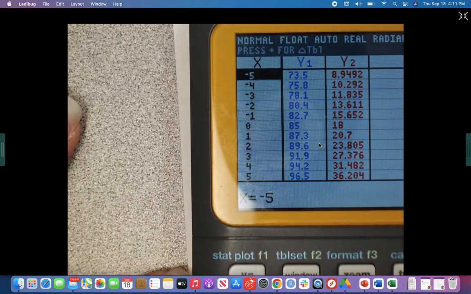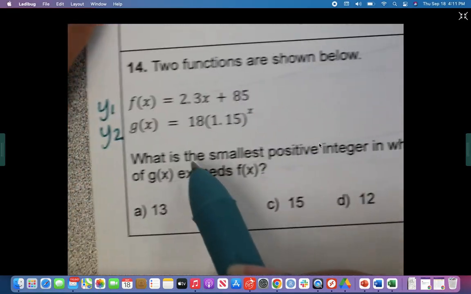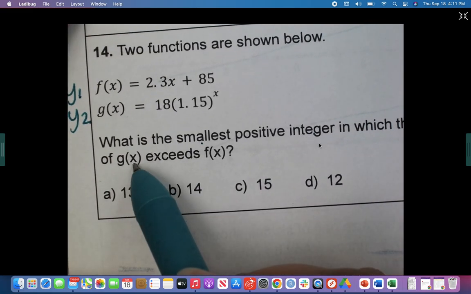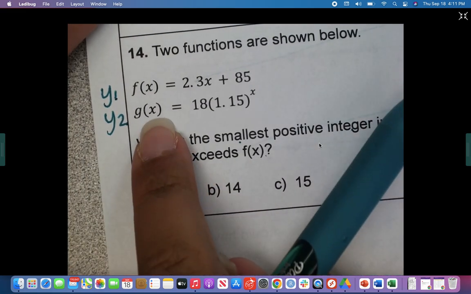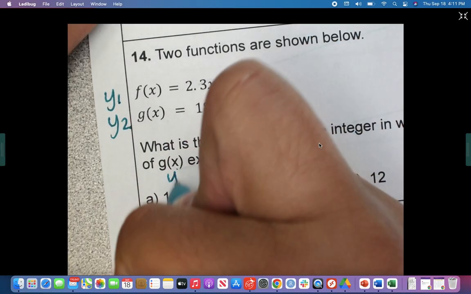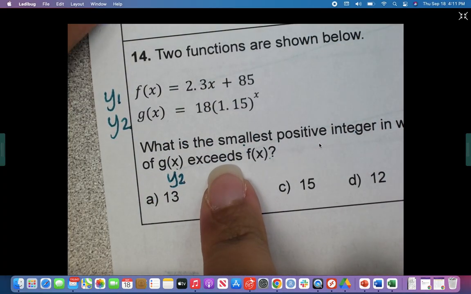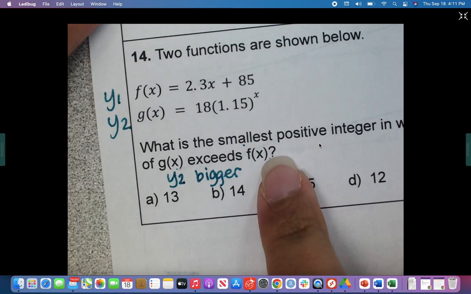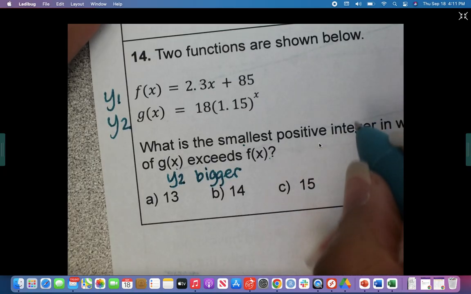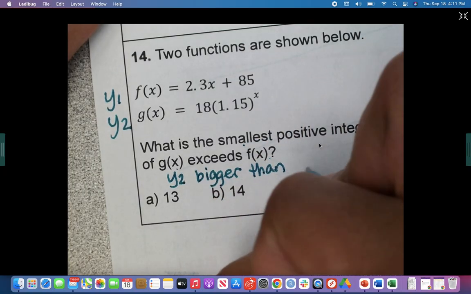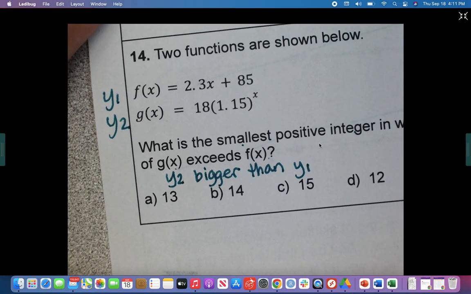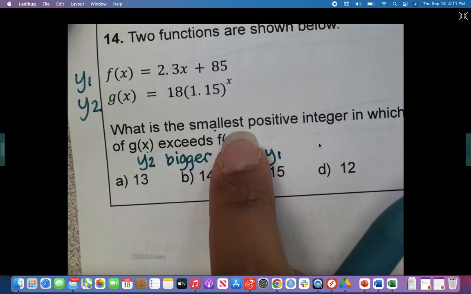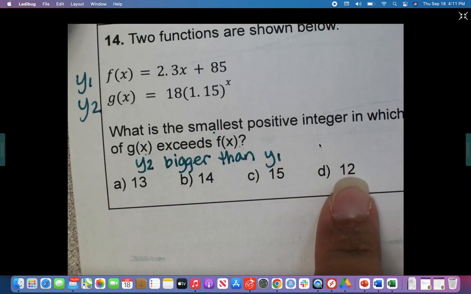All right, so here's the table. So what am I comparing? It says what is the smallest positive integer in which the value of g of x exceeds f of x. So g is in y2, so I need the y2 column to exceed or be bigger than f of x, which is in y1. So I need y2 to be bigger than y1. All right, and then I want the smallest positive integer where that happens. So obviously I'm going to start with the smallest number, and work my way up till I find my answer.